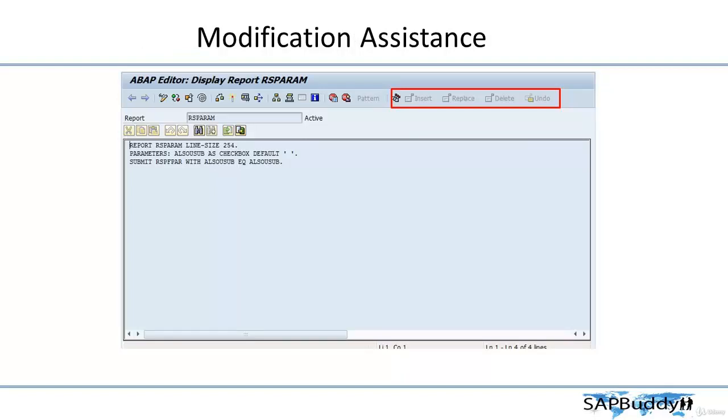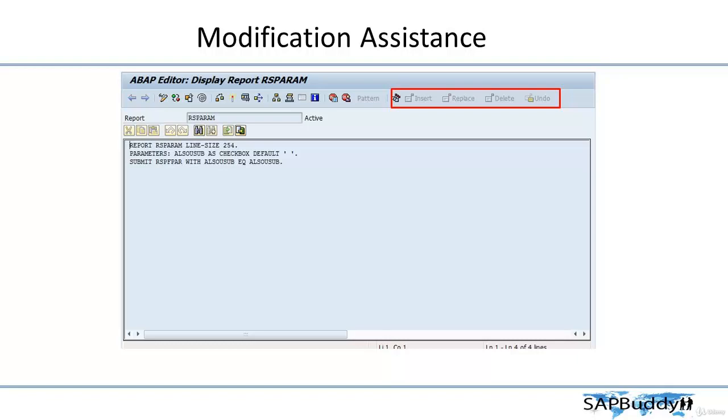Next, let us see what modification assistance is. Whenever you change any SAP standard object, you have additional modification assistance. When you go to the change mode of the particular object, you will see some additional buttons available for you to do these modifications. We have insert, replace, delete and undo. If you want to insert some code, you can insert it, or if you want to remove code and replace it with something else, you can use the replace option, or you can delete, and you also have undo options.